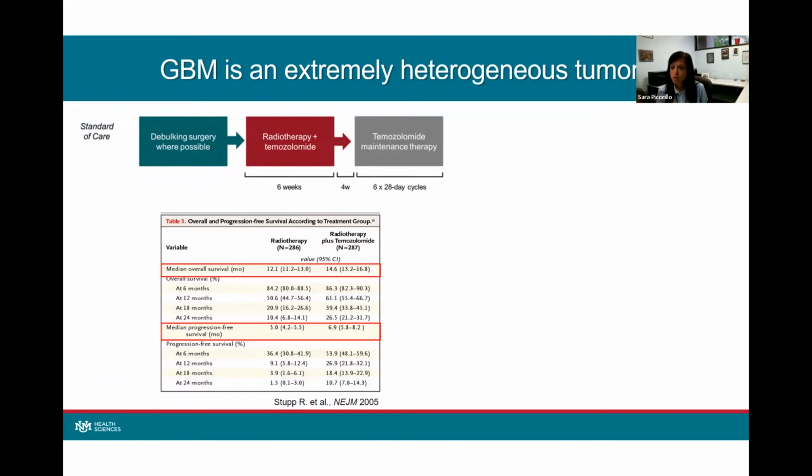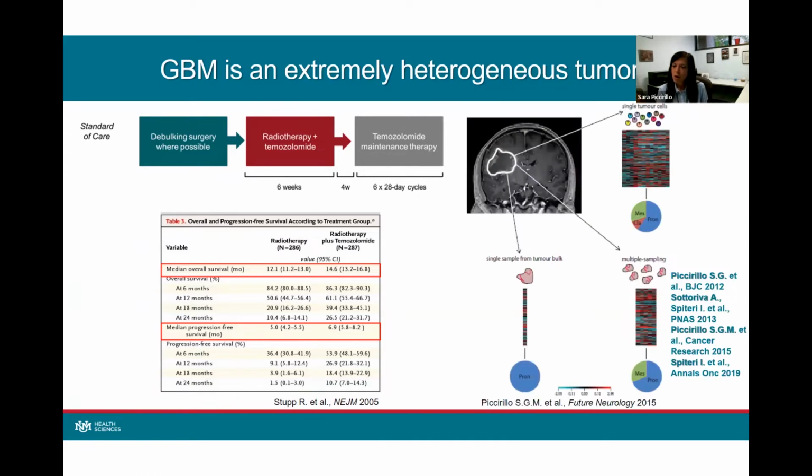So glioblastoma is one of those tumors that contains many of the hallmarks of cancer, and one of the cardinal features is that it is extremely heterogeneous. We believe that this heterogeneity is at the root of this poor prognosis for glioblastoma patients. Our work in this context has been at the level of intra-tumor heterogeneity.